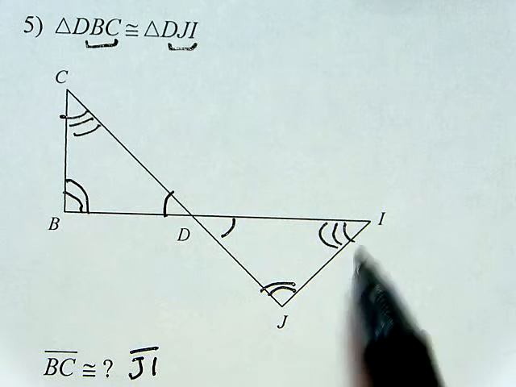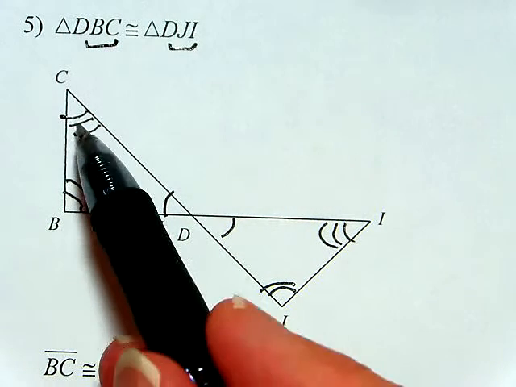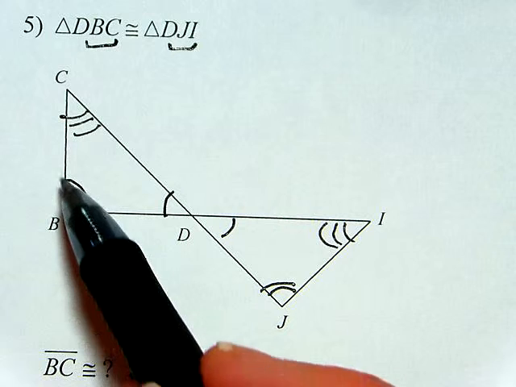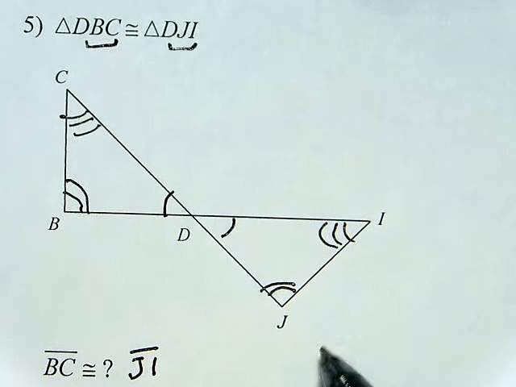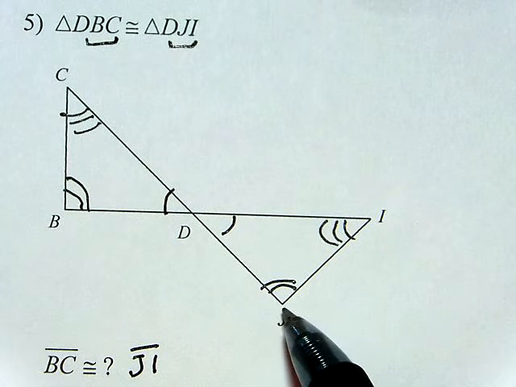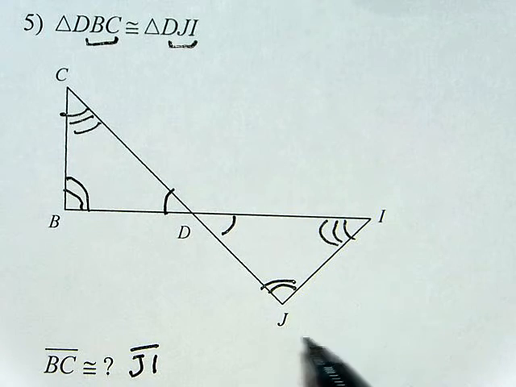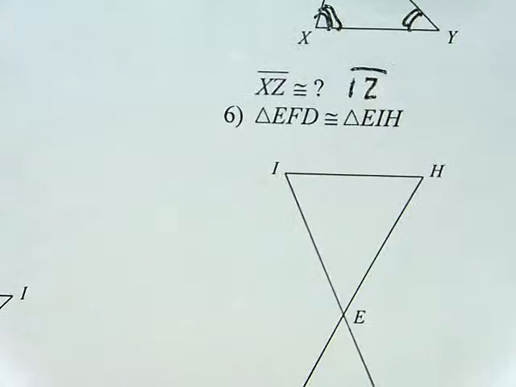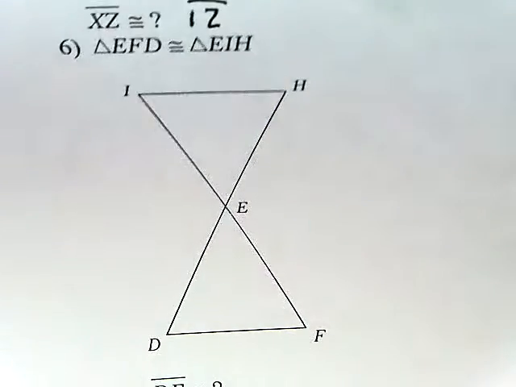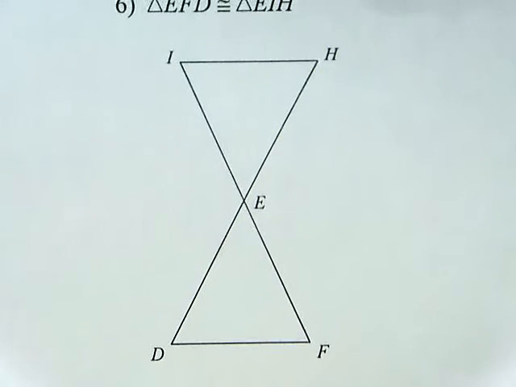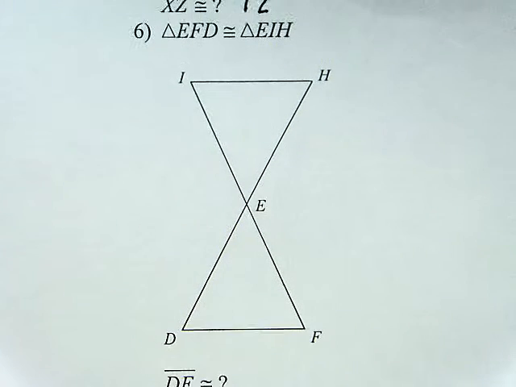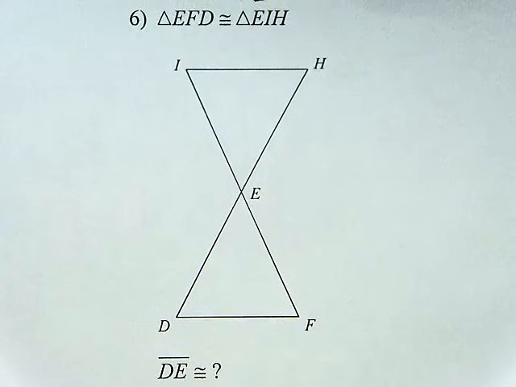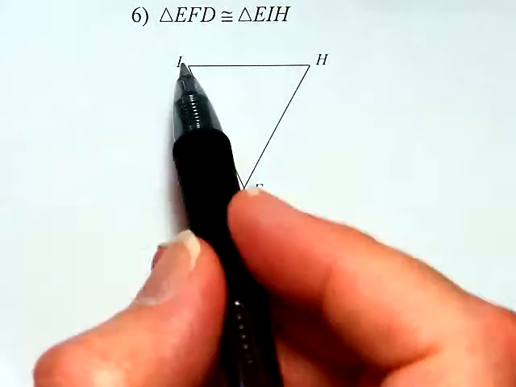So let's just double check here. BC takes us from the 2 marked angle to the 3 marked angle, and here JI does that also. We go from the 2 marked angle to the 3 marked angle with JI, so the answer is JI. And the last problem here asks us to solve this congruence problem. We've got triangle EFD congruent to EIH, and DE is congruent to what?